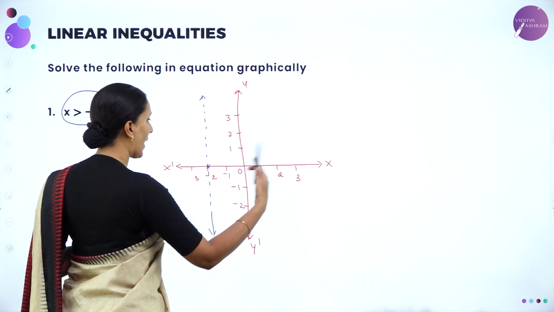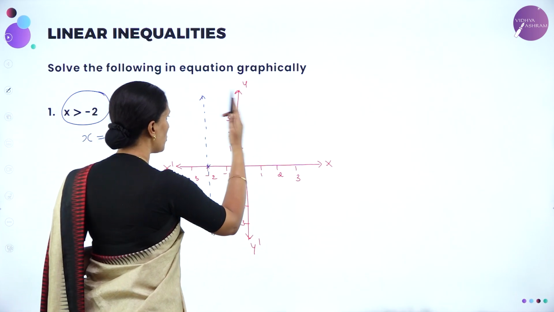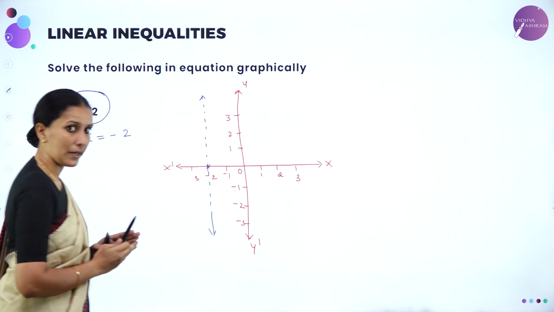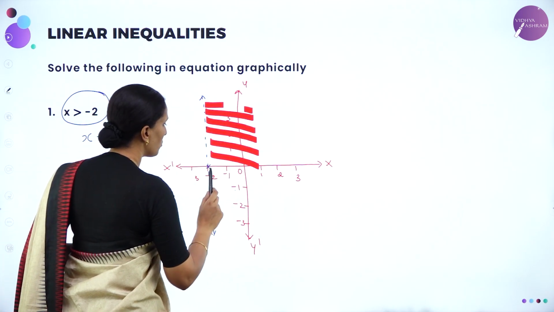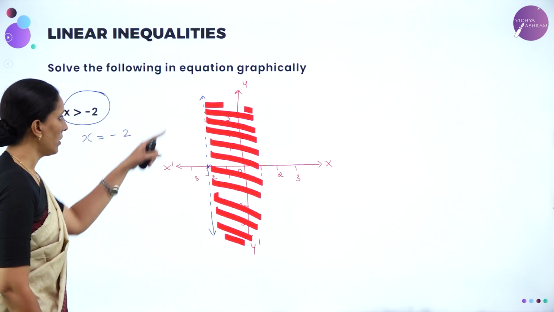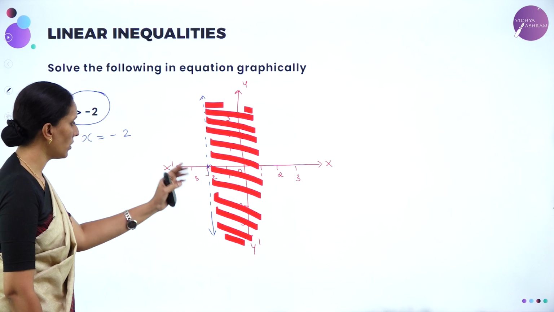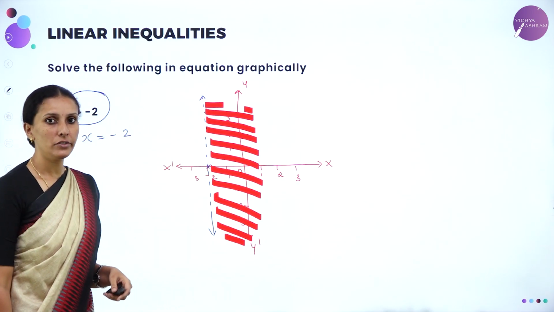So that is towards the right hand side of the line. So here greater than minus 2 means this region. So we need to shade this region completely. So this forms or acts as a solution region for the given inequation. So now this is the line x is equal to minus 2, and when I say x greater than minus 2, this region is the solution region.